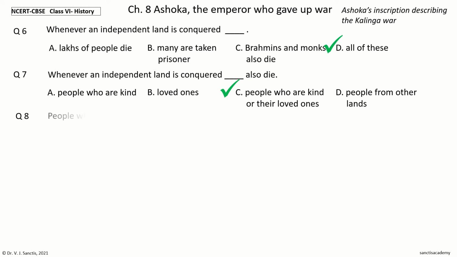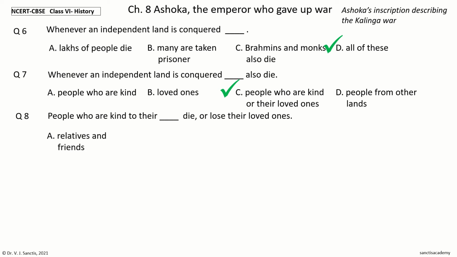Question 8. People who are kind to their dash die or lose their loved ones. The options are relatives and friends, slaves and servants, A and B, cattle and horses. Your time to choose. And the answer is A and B. So, people who are kind to their relatives and friends and slaves and servants die or lose their loved ones.